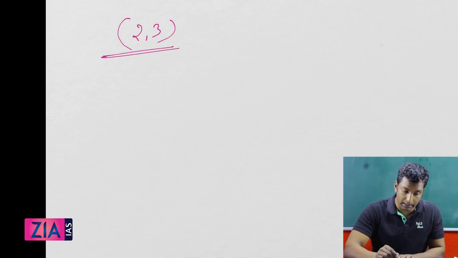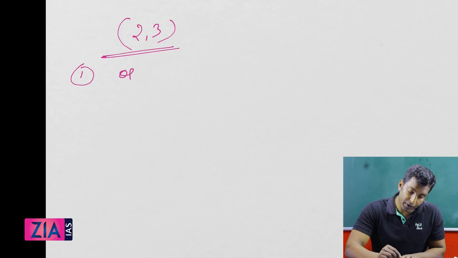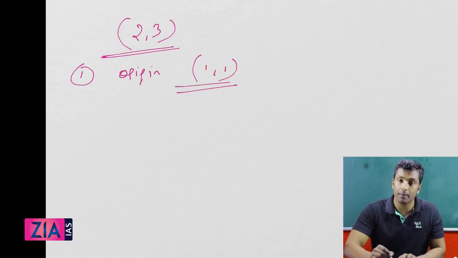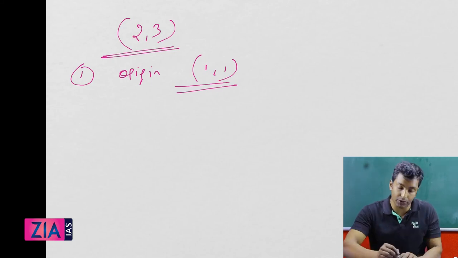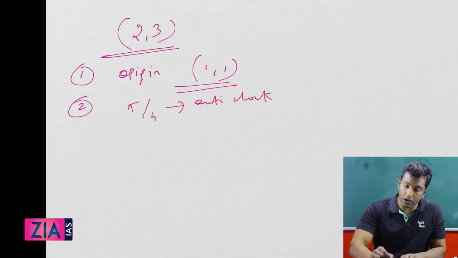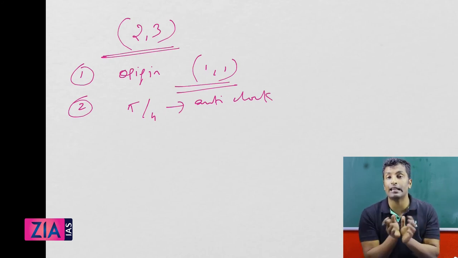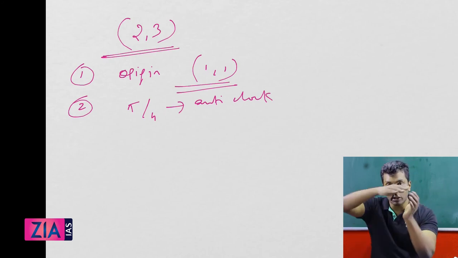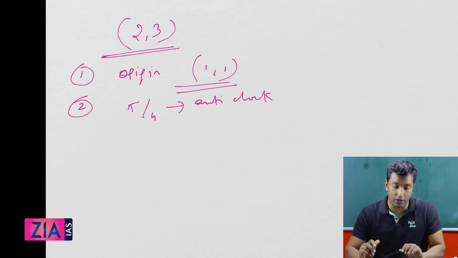I need to find the coordinates of the point 2, 3. So I'm giving you point 2, 3. First case, origin is shifted to 1, 1. I am shifting origin to 1, 1. So my new origin is this. I'll show you in the diagram so that you'll understand. Second, what I need to do is the axis is rotated by an angle pi by 4 anti-clockwise. So when I rotate anti-clockwise, that is plus pi by 4. When you rotate clockwise, that is minus pi by 4. I have discussed already.